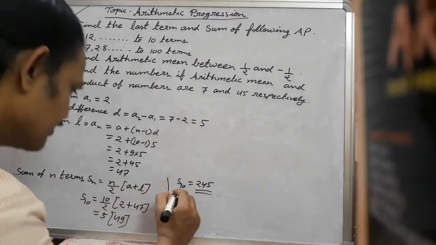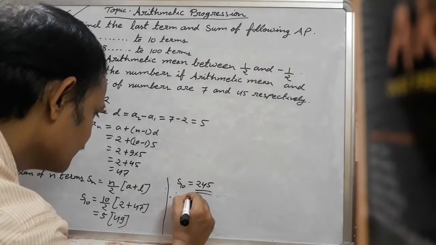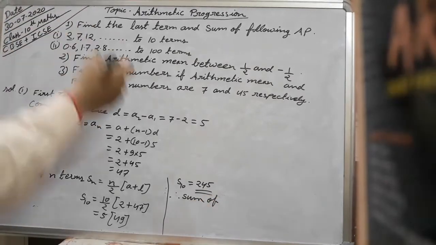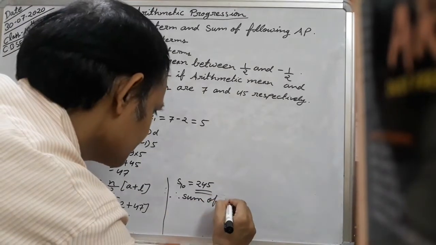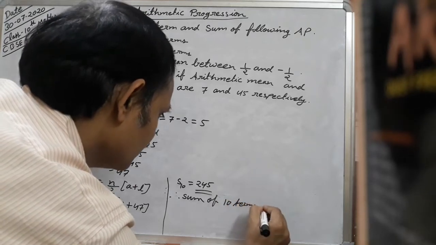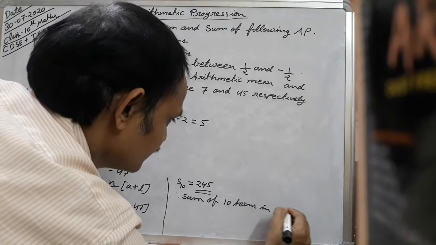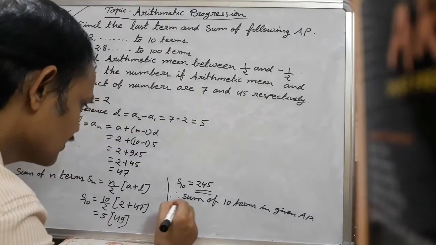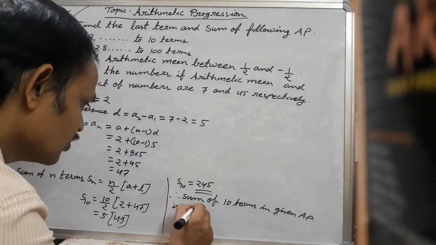Means therefore sum of 10 terms in given AP is equal to 245.